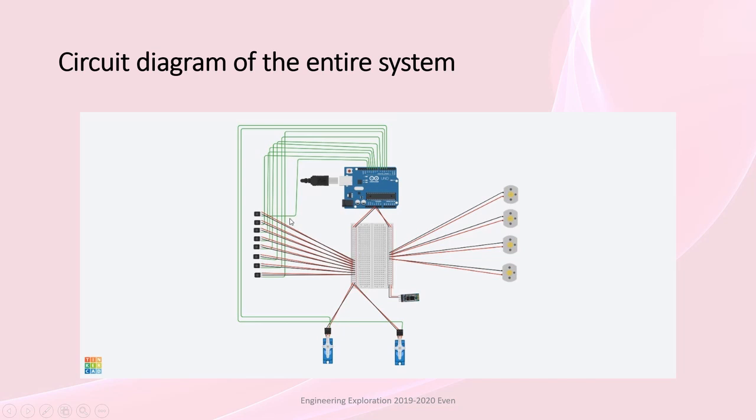This is the circuit diagram of our entire system. These are the IR sensors which are used for sensing the ball. These are servo motors which are used as the flippers so that the ball is controlled. And these 4 are the DC motors. One of the motors is for launching the ball, and the other 3 motors are used as the bumpers to control the direction of the ball. And this is a Bluetooth module which is used to send the data from the Android app to the Arduino.